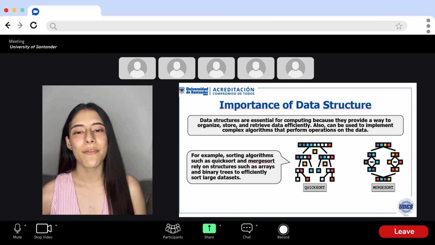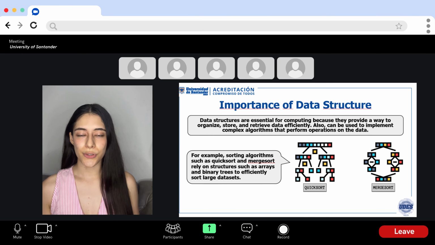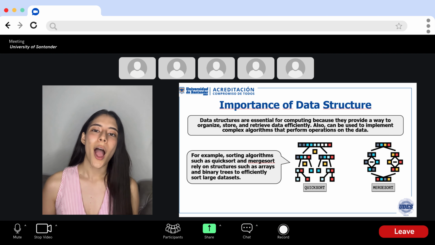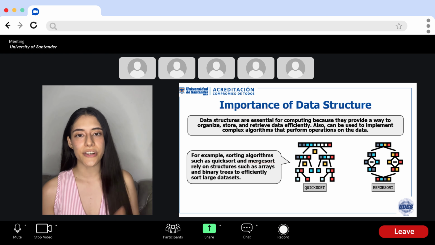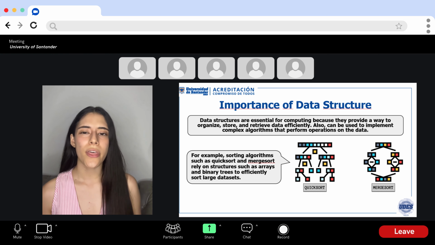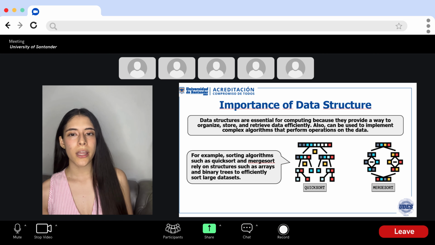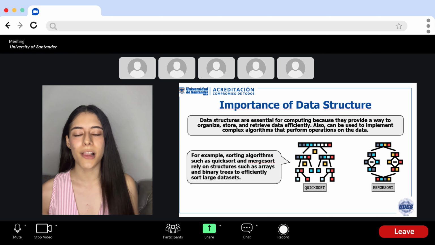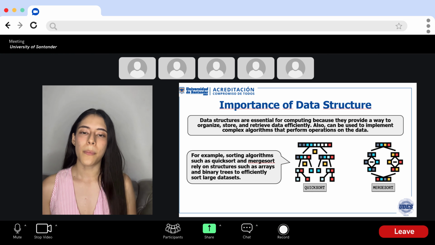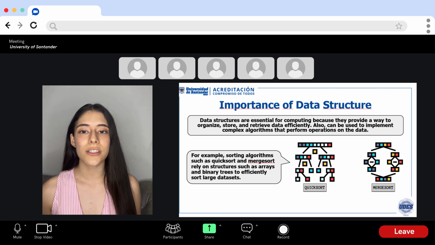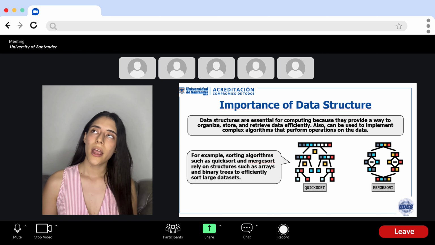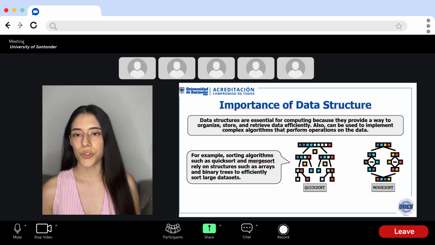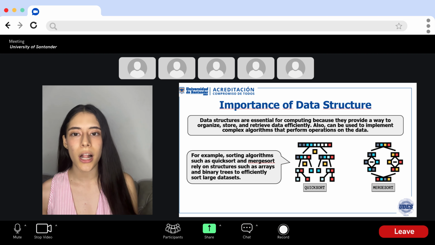Now, let's talk about the importance of data structures. Data structures are essential for computing because they provide a way to organize, store, and retrieve data efficiently. Without them, programs would have to rely on simple sequential arrays, which would be impractical for many real-world applications. For example, a tree data structure can store information in a hierarchical way, like a family tree or an organizational chart.